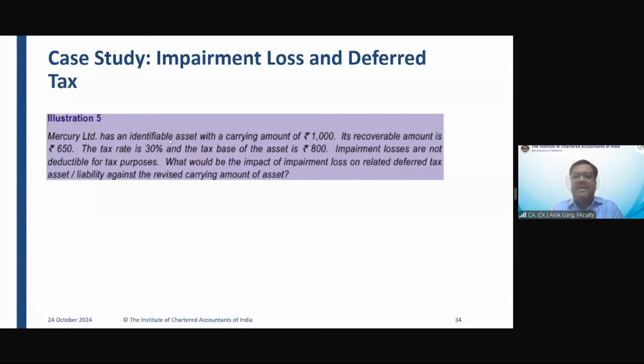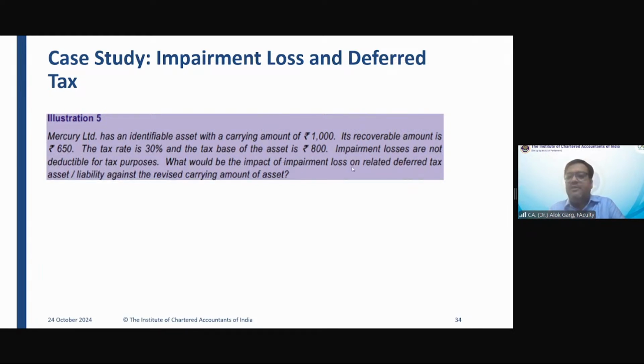Mercury Limited has an identifiable asset with a carrying amount of rupees 1,000. Its recoverable amount is rupees 650. The tax rate is 30%. The tax base of the asset is 800. So carrying value is 1,000. Recoverable value is 650. It means what is the impairment loss? 350. So carrying value under books of accounts will become 650. And the carrying value under tax books is 800. Impairment losses are not deductible for tax purposes.